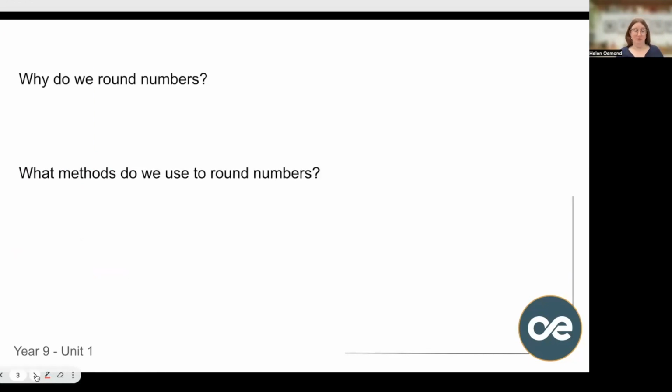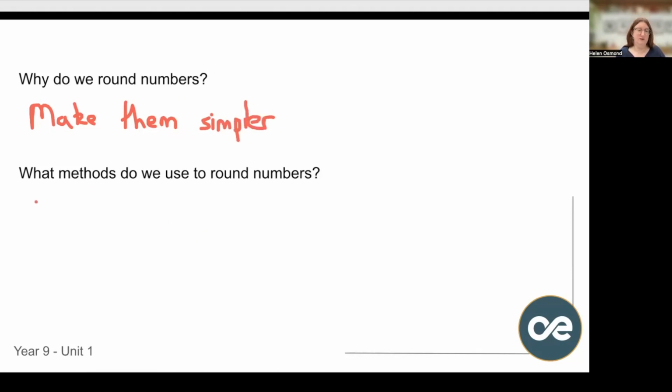Why do we round numbers? Well, we round numbers to make them simpler. It makes them easier to use in our heads to calculate, or if we have a really, really long decimal that goes on and on and on, that's going to be really clunky to handle. We only need it to a small degree of accuracy to be able to practically use it. So we round them to make them simpler.